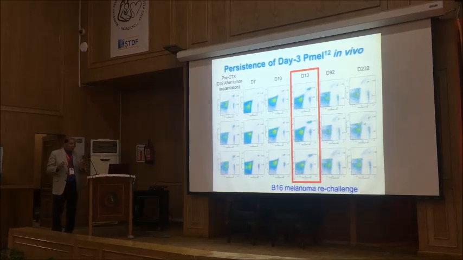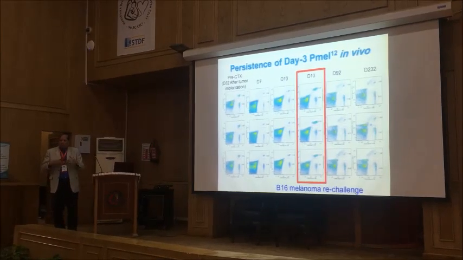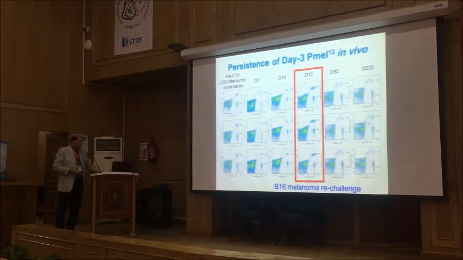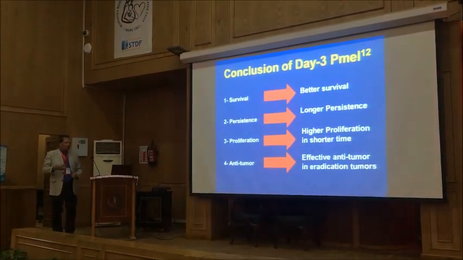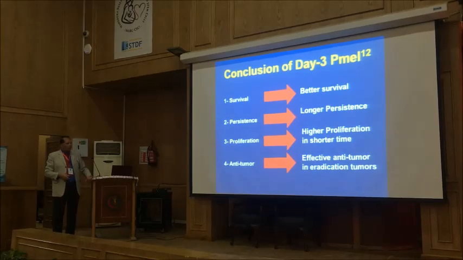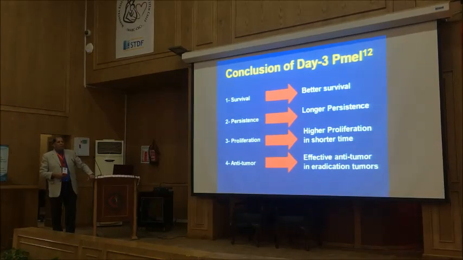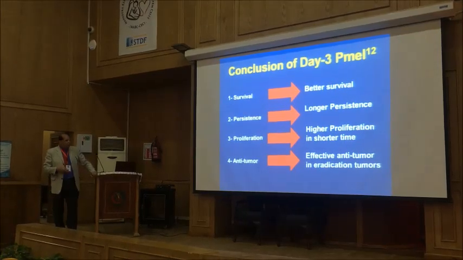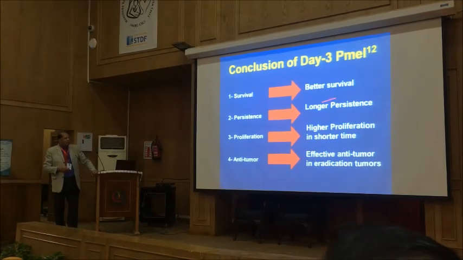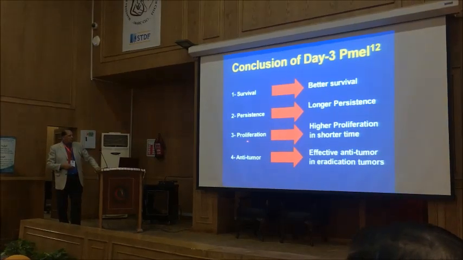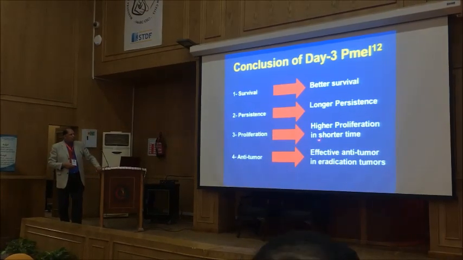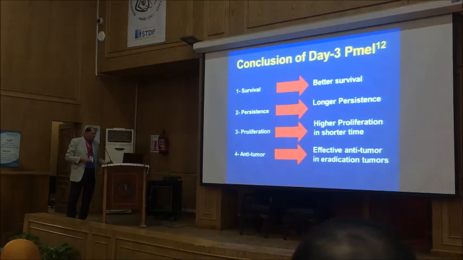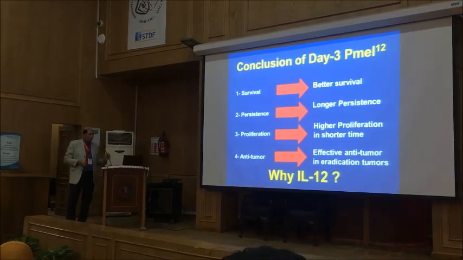So somehow the IL-12 does something in these cells which allows them to survive and persist for almost a year in tumor-bearing mice, even if you re-challenge the mice with the tumor. So this is the conclusion of day 3, B-mel IL-12, which we conditioned with IL-12. One is survival, better survival, longer persistence, proliferation, higher proliferation in shorter time, just 3 days, and anti-tumor efficacy against solid or metastatic tumor. So why IL-12?